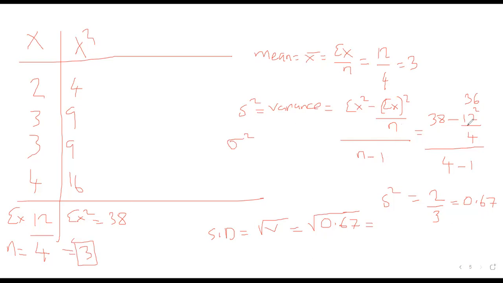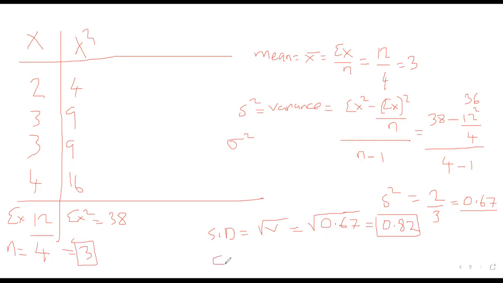So 38 minus 12 squared over 4. So 12 squared over 4 is 36. 4 minus 1 is 3. So 38 minus 36 is 2. And divide that, 0.67. This is called our variance. To square root it, we get 0.8182, or 0.82.